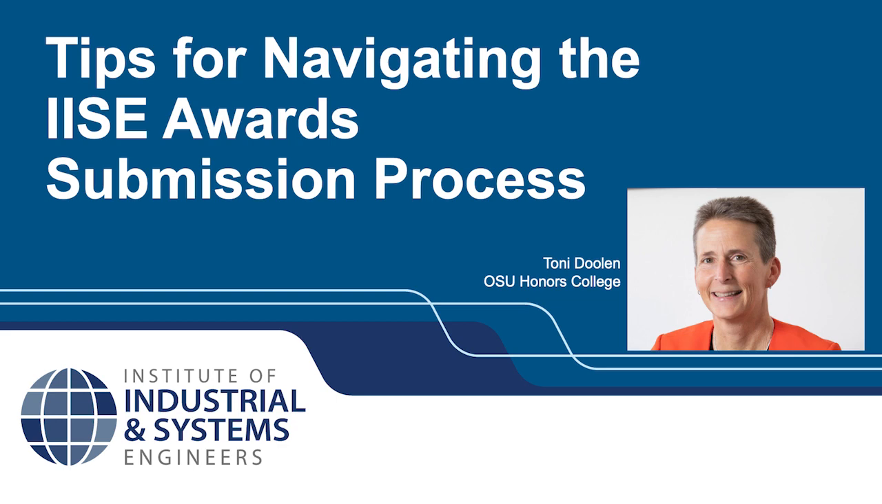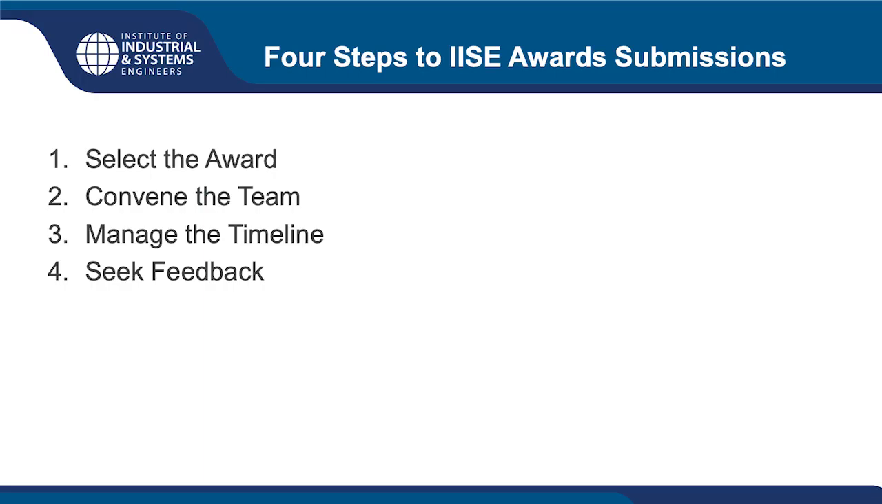IISE formally recognizes the accomplishments of prominent researchers and practitioners with a variety of honors that are presented at the IISE Annual Conference and Expo each May. During my remarks, I will be sharing recommendations for 4 different stages in the award packet preparation process. Specifically, I'll provide tips to consider in selecting the award, convening the team for preparing the award packet, managing the award packet preparation timeline, and seeking feedback on the award packet.